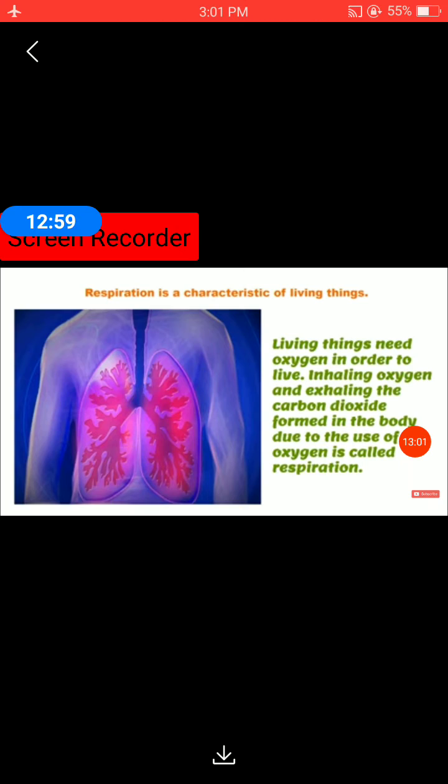Again I am repeating, how are we going to respire? We will take oxygen from outside, and this oxygen enters our body, and the carbon dioxide produced with the help of oxygen goes out. This is called what? Respiration.